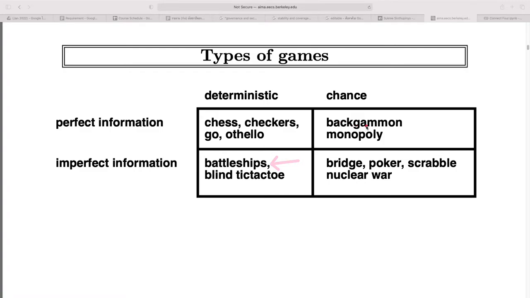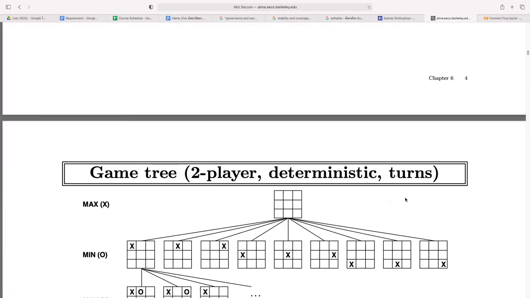Okay, the same, but the idea of games of chance is, maybe you are familiar with backgammon and Monopoly, right? It's controlled by the dice. And here this is bridge. You don't have all the information, and you have to deal with chance also. Poker, Scrabble, nuclear war, something like this is chance.